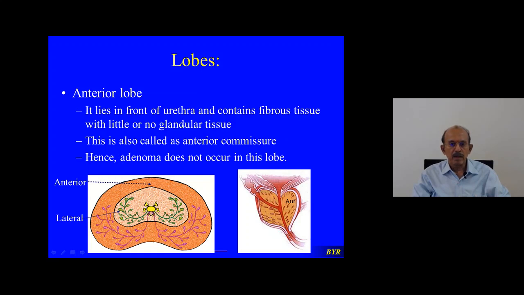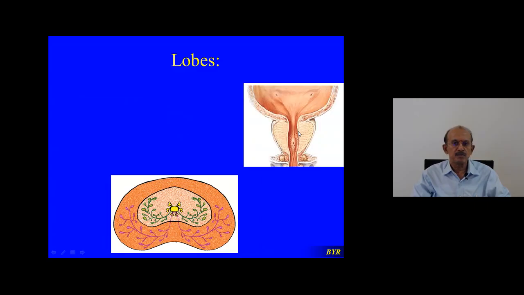Because it has no glandular tissue, the adenoma of the prostate, that means the benign prostatic hypertrophy, doesn't affect this anterior lobe. So this point also you have to remember. This is also frequently asked in the PG entrance examination. The anterior lobe is not affected by benign prostatic hypertrophy.